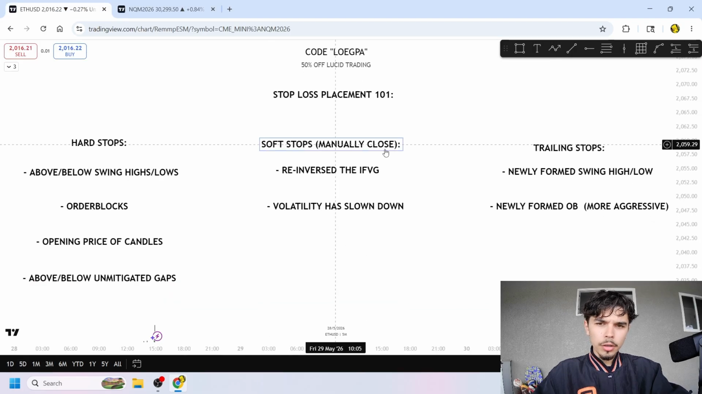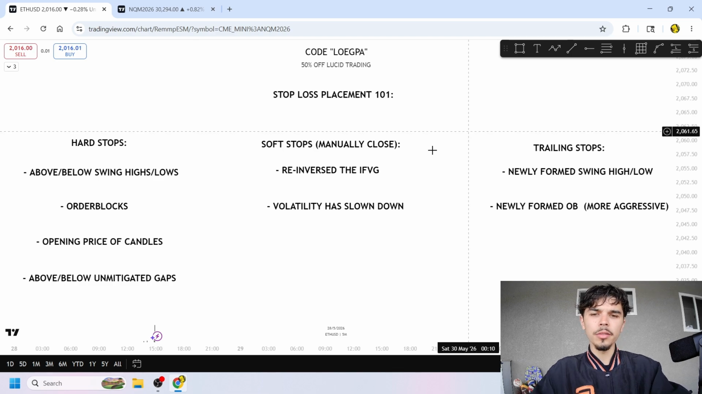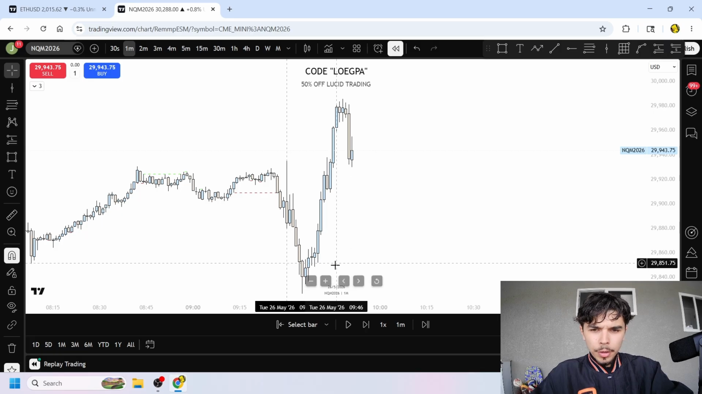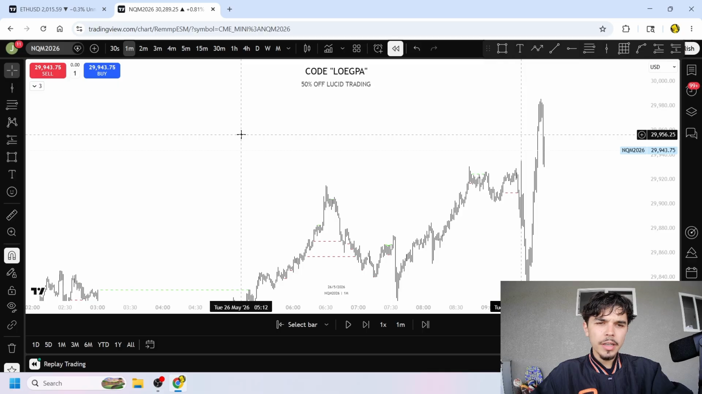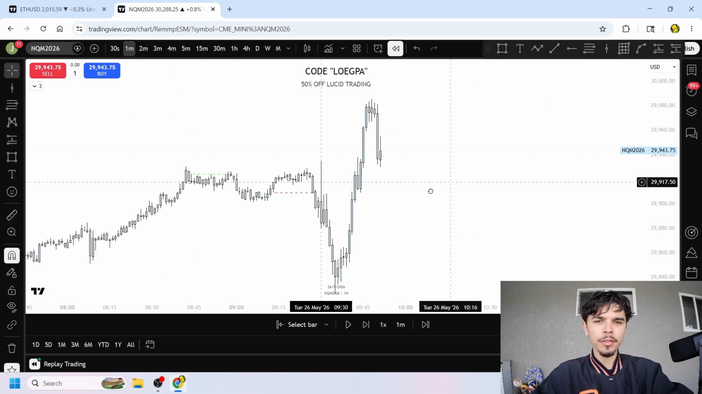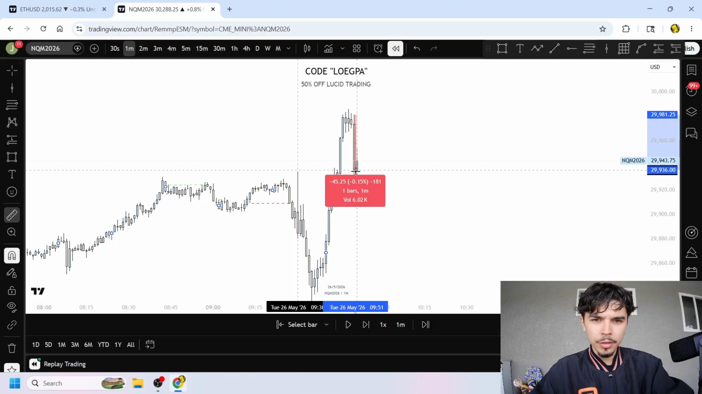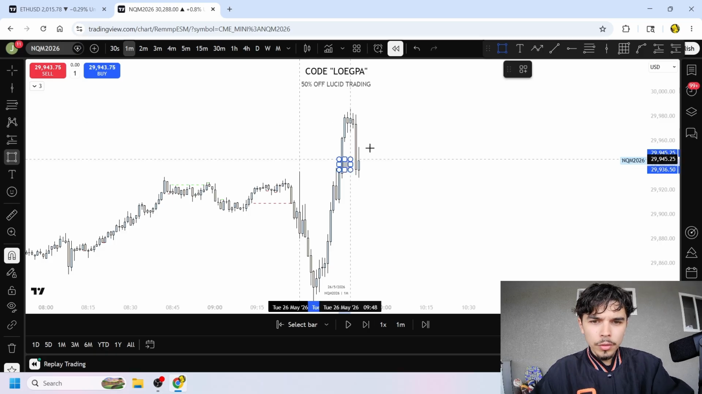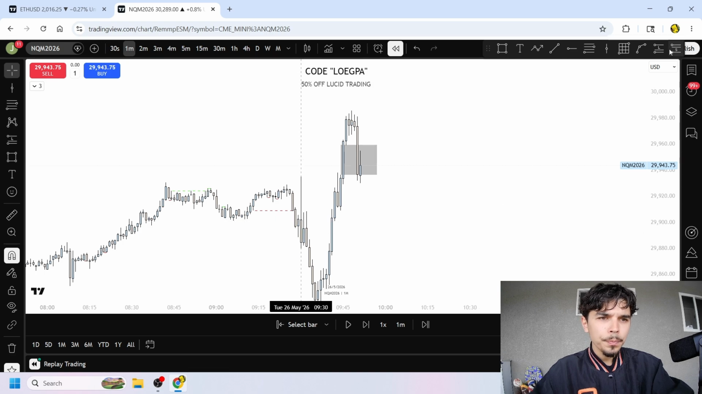So regarding soft stops, which is you just basically manually closing, there's really just two most common types of it. It's when we re-inverse the IFVG or when volatility has slowed down, and let's get into the examples right now. So for this example right here, you can see we ended up trending pretty high, but we did end up taking out liquidity, and let's say for this example we are rejecting off of something to the left of us. Then all of a sudden we get this pretty heavy displacement lower. This candle is about 50 points or so, it's about 49.2 points, and we also get an inversion with this candle. So this is typically what we would look for if everything else is going in our favor.